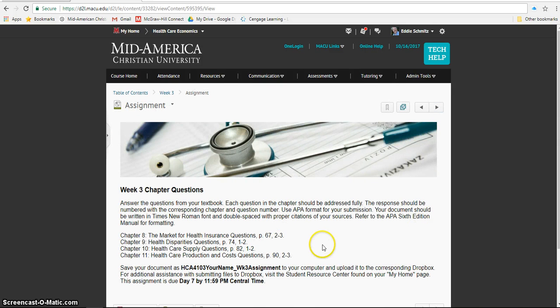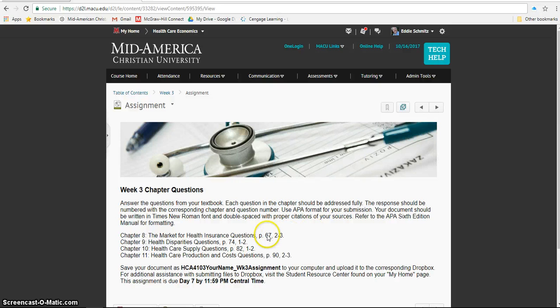Then our assignment, I'm going to go through each of these this week. So for chapter 8, we are doing question 2. What is meant by a loading fee when considering the price of an insurance policy? So that's the first part of the question. What is a loading fee? And then the second part, why is the loading fee a higher proportion of the premium when people choose low deductibles? So you need to tell what is the loading fee, and then why is it such a larger percentage when people choose low deductibles.